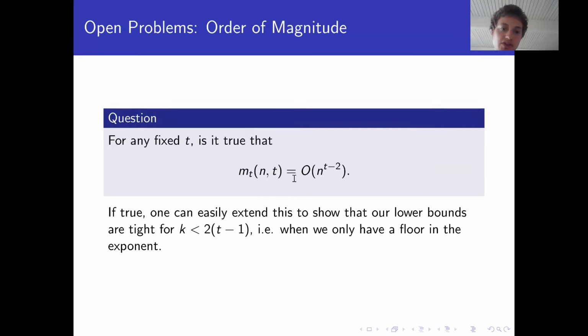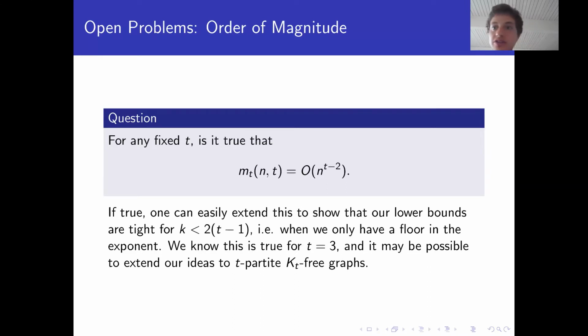For one, if you could prove this is true, then you prove tight bounds here up to little o(1) terms, and in fact you prove tight bounds for any k less than 2 times t minus 1. And this is exactly the range where we only have a lower bound in terms of the floor. Beyond this k, we can start improving our lower bound without a floor in the exponent. So if this is true, then in fact the range where we have floors is exactly correct. So that would be nice philosophically to know.